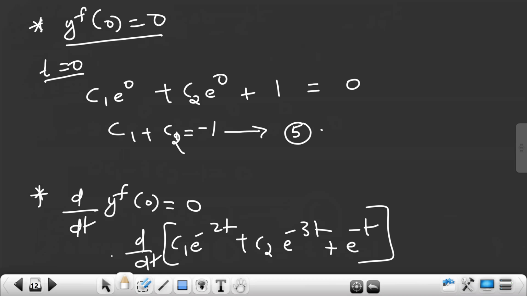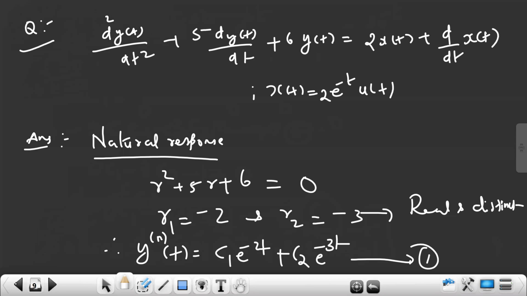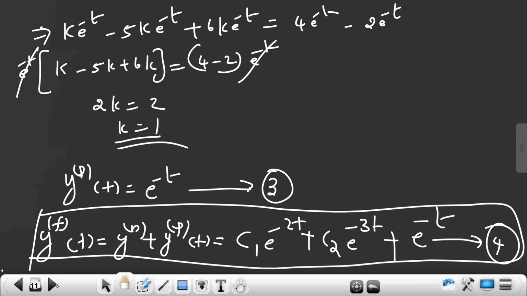So first what you have done is you have written the characteristic equation and found the natural response, that is equation number 1. After finding the natural response, you check the particular solution based upon your given input from the table. Then to find the value of k, you substitute in the given equation and you will find k. After finding k, you will again rewrite the particular solution, substituting the value of k equal to 1. Then you will add the natural response plus particular solution, that is the main equation number 4.